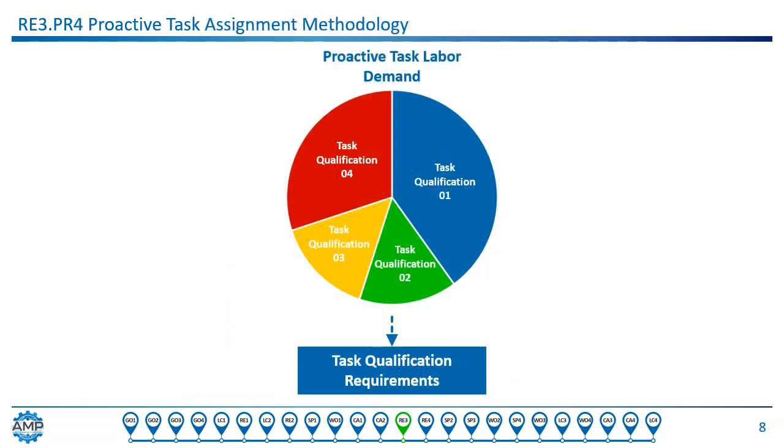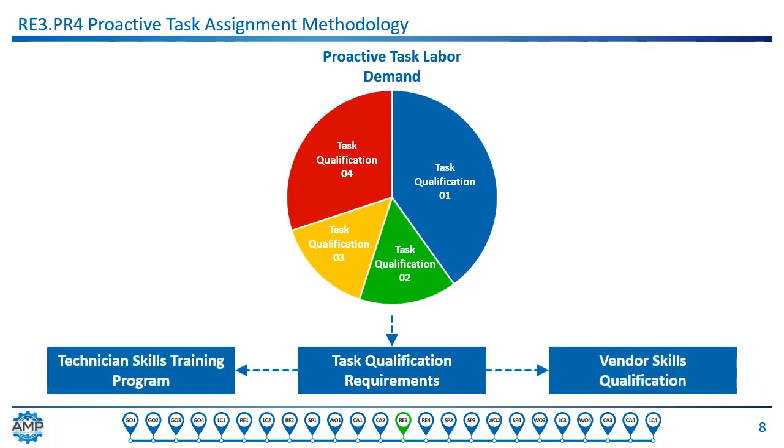A key step to proactive task development is task qualification assignment. Example task qualification types are mechanical, electrical, pipe fitters, millwrights, HVAC, etc. The final process to proactive task identification is determining how the labor demand will be met in the form of internal and external resource assignment. Classifying the labor demand based on task qualification provides these requirements. These requirements will then serve as inputs to both the technician skills training program and vendor skills qualifications.